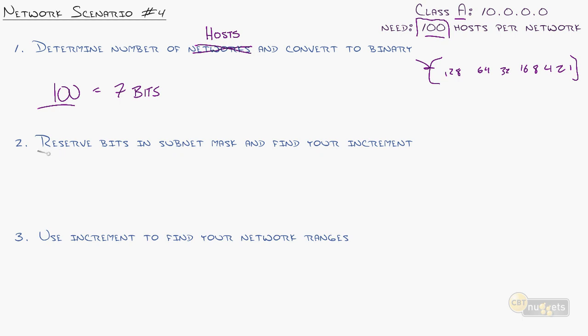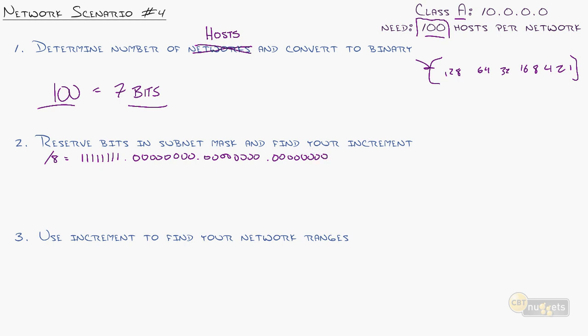So we've got 7 bits that we're getting. Reserve bits in the mask, so I'm going to say a /8, that's a class A, is 1, 2, 3, 4, 5, 6, 7, 8, dot, and then you want to write out all the zeros. 1, 2, 3, 4, 5, 6, 7, 8. 1, 2, 3, 4, 5, 6, 7, 8. Because you've got to be able to see where these lines are being drawn.